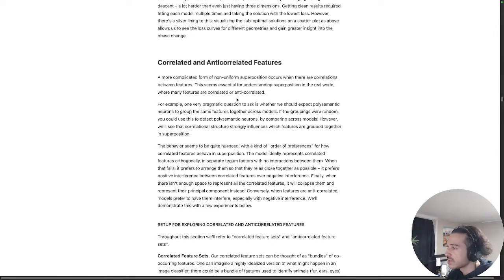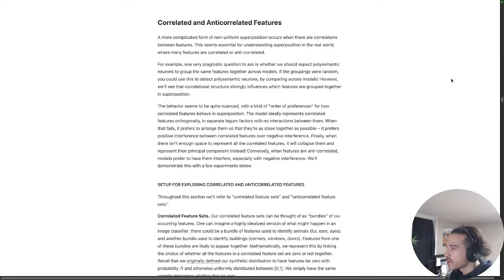Correlated and anticorrelated features. A more complicated form of non-uniform superposition occurs when there are correlations between features. This seems essential for understanding superposition in the real world, where many features are correlated or anticorrelated. For example, one very pragmatic question to ask is whether we should expect polysemantic neurons to group the same features together across models. If the groupings were random, you could use this to detect polysemantic neurons by comparing across models. However, we'll see that correlational structure strongly influences which features are grouped together in superposition.